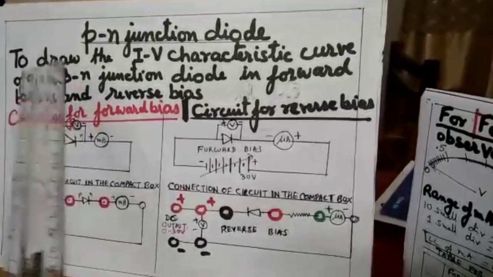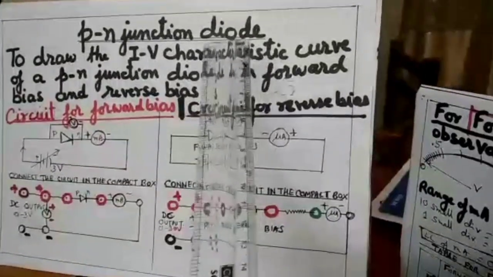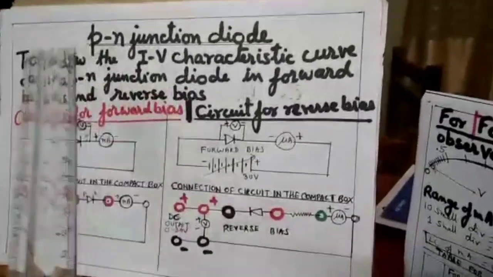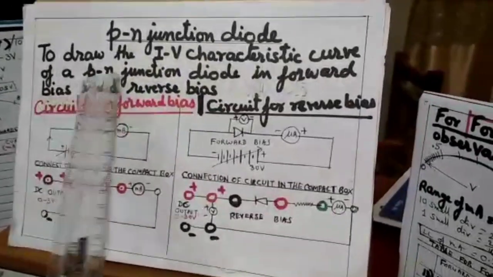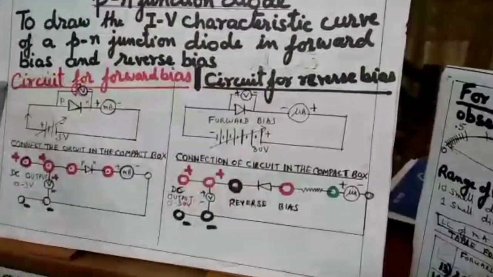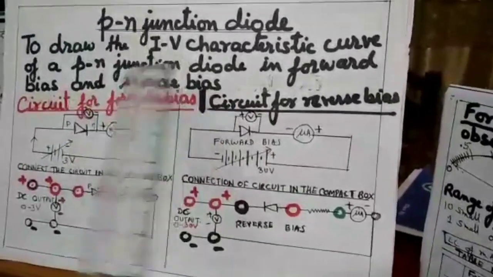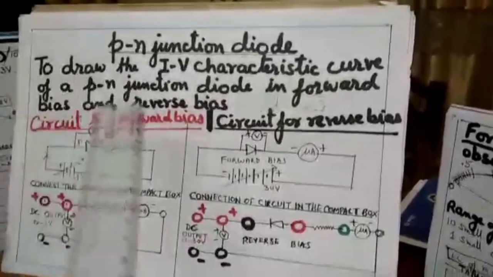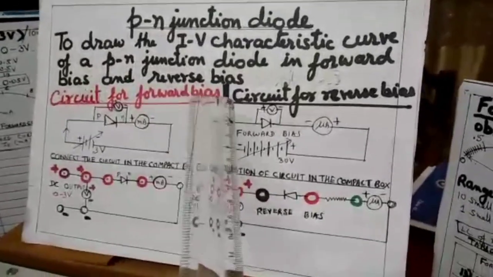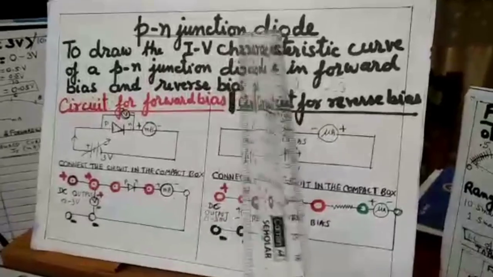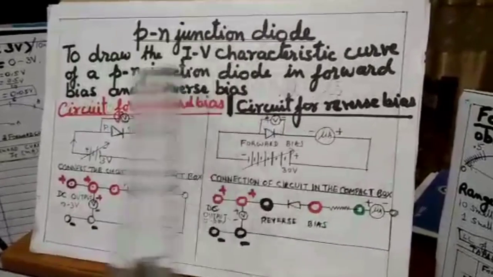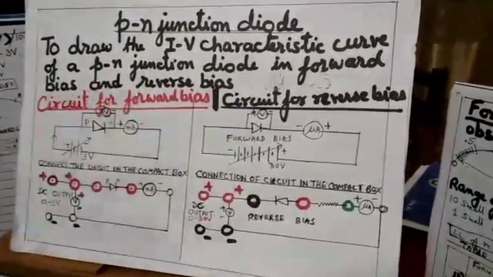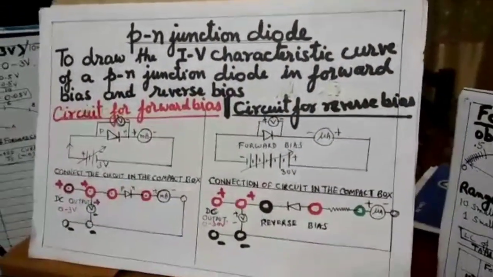As you can see, we are going to do the PN junction diode characteristic curve. The aim of our experiment is to draw the IV characteristic curve of a PN junction diode in forward bias and reverse bias. Okay, so first of all, let us understand a few terms: what is a PN junction diode, what are the characteristic curves, and what about the forward bias and reverse bias. For this, I will take you to some theory.